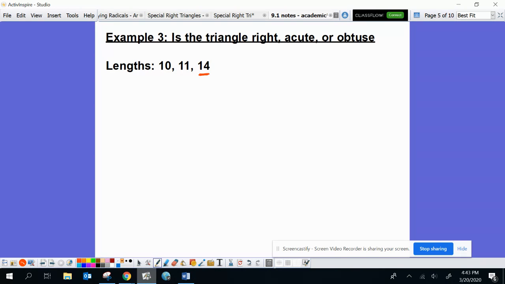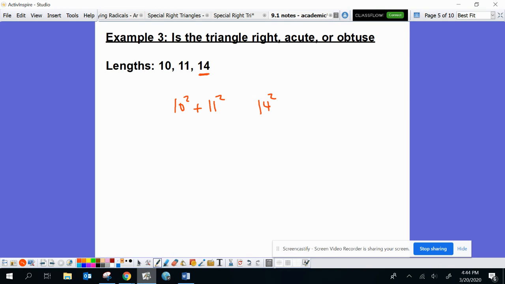Now, what we're going to do here is testing, once we have a good triangle, do we have a right triangle, an acute, or an obtuse? So using Pythagorean theorem, we know that if it's a right triangle, a squared plus b squared will equal c squared. Well, in this problem, a and b would be the two shorter sides. That's 10 squared plus 11 squared. And I'll now compare that to 14 squared.